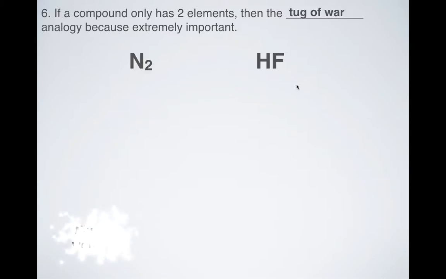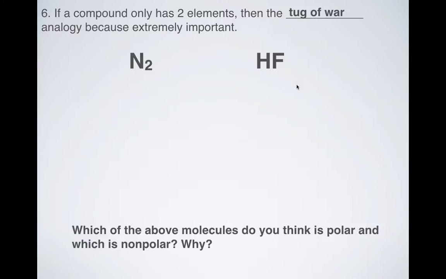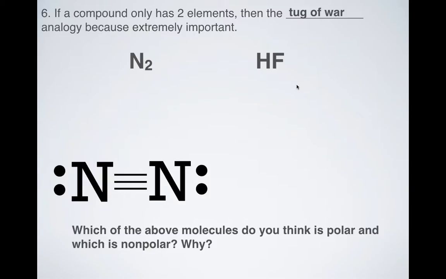Well, let's draw it, right? So draw the structure for N2 and draw the structure for HF, and then tell me which one do you think is polar and which one do you think is nonpolar and why. All right, time's up. That is what it should look like. So if you drew anything other than this, go back to your Lewis dot structure rules, dude.